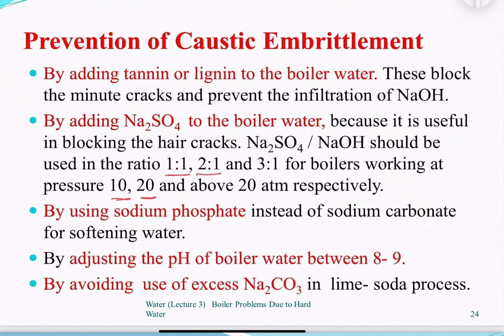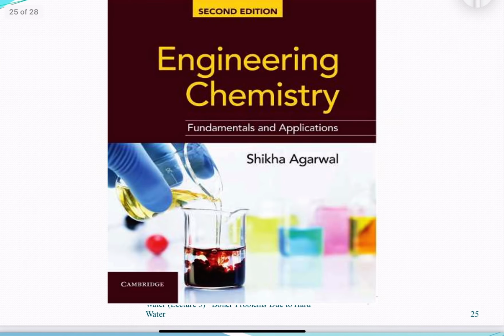So this is all about the boiler problems due to hard water. We have studied how those problems arise due to the presence of hard water, what are the reactions which lead to those problems. We have studied what will be the bad effect, what will be the problem caused in the boiler due to that particular problem. And we have also studied the prevention, how you can prevent that problem due to hard water. So all the four problems we have studied in detail, and that is all for this lecture.